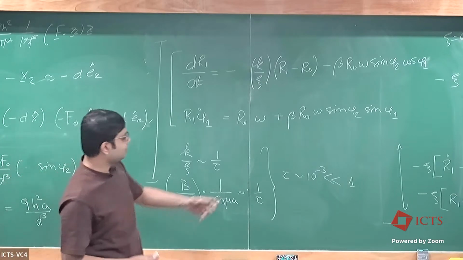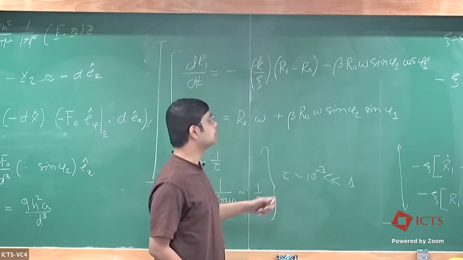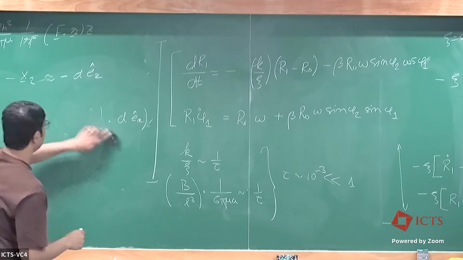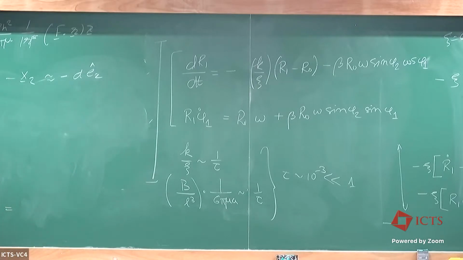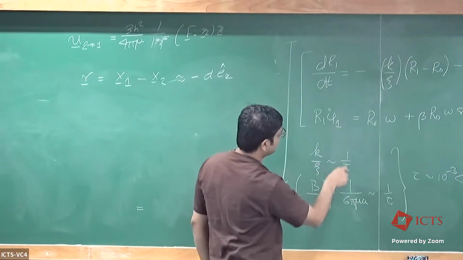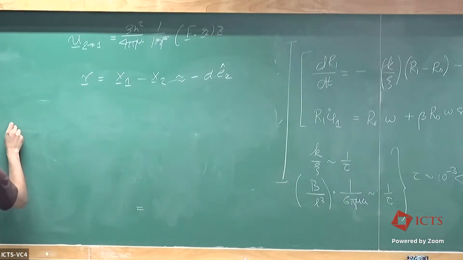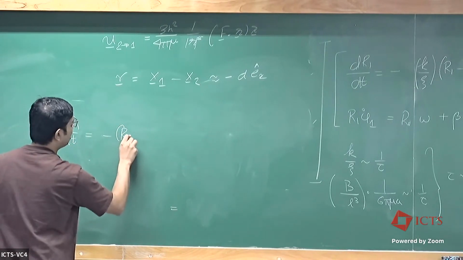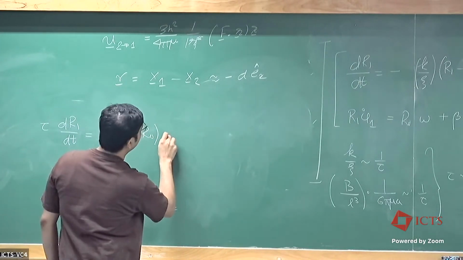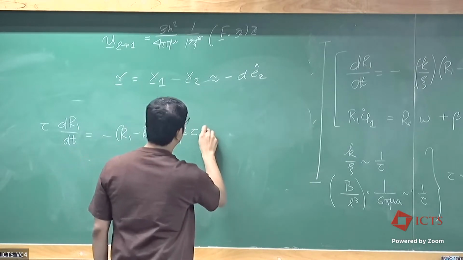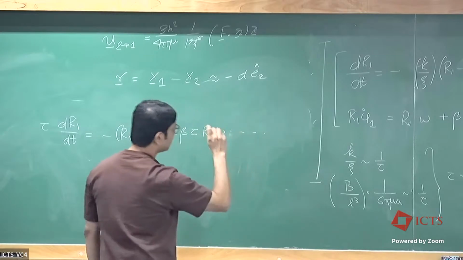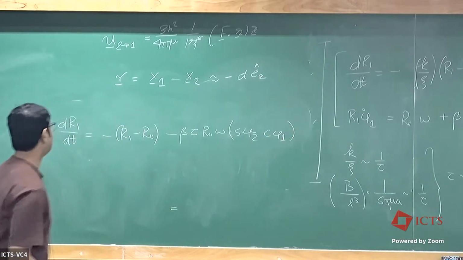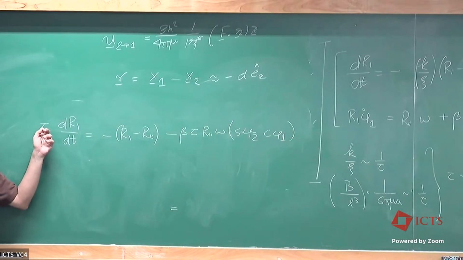Some of you did. So now if I write tau as a small parameter in the problem, I can simply massage this equation and write it in the following form. So k over zeta is 1 over tau. So I multiply things, so I get something like tau times dr1 dt is minus r1 minus r0 minus beta tau r0 omega. Let's write things: sine phi2 and cosine phi1. So this is exactly like the ODE that we solved in the notes.